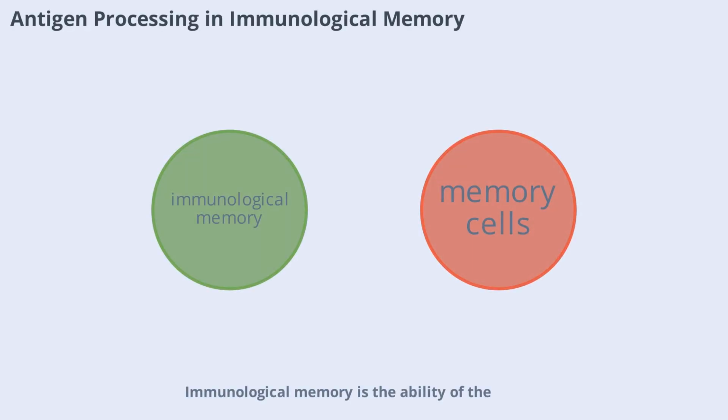Immunological memory is the ability of the immune system to remember past encounters with antigens. After initial exposure, memory T and B cells are formed, allowing for a faster and stronger response upon re-exposure. Effective antigen processing and presentation are essential for establishing and maintaining this memory, which is the basis for long-lasting immunity.